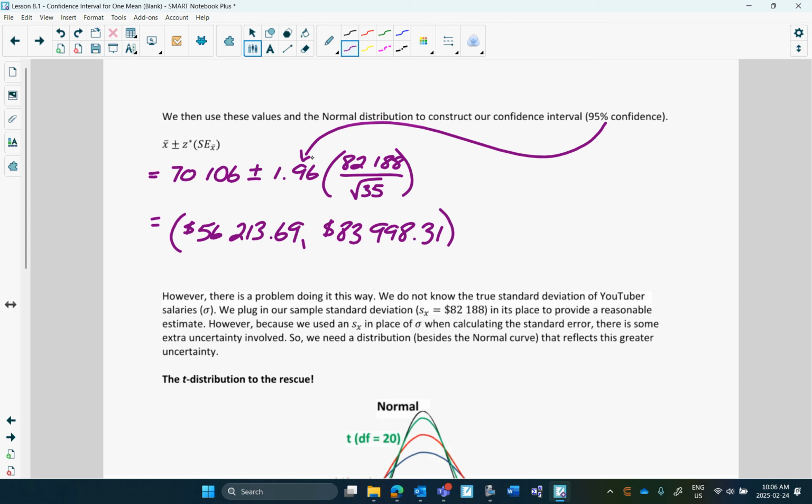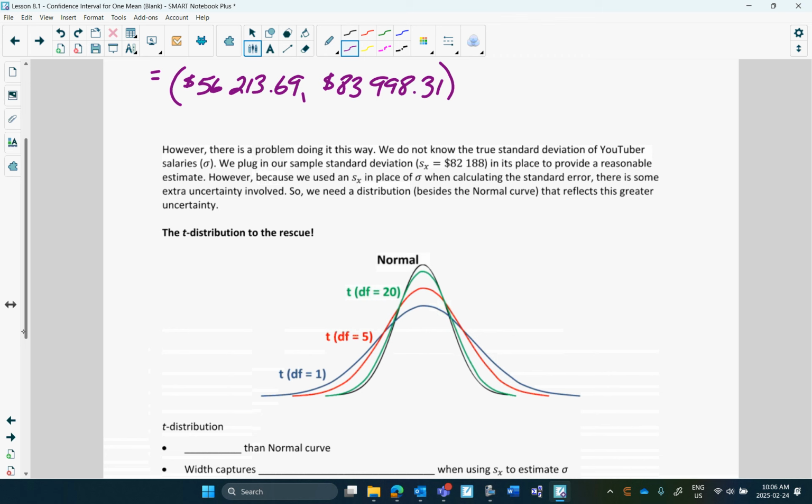That's what we would have done, because that's what we did when we were dealing with proportions, except there's an issue. We don't know the true standard deviation. We can only use the sample standard deviation. Because we're using the sample, there is going to be some extra uncertainty involved, and we have to somehow account for that uncertainty.